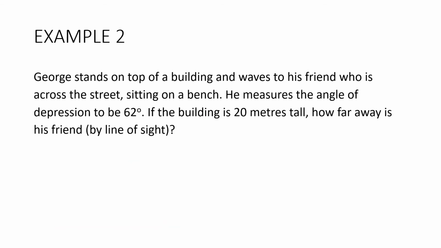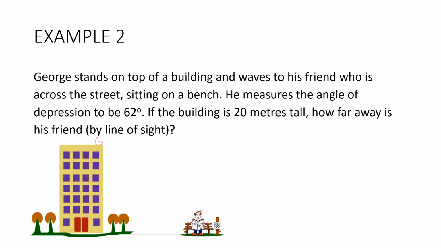Here's example 2. George stands on top of a building and waves to his friend who is across the street sitting on a bench. He measures the angle of depression to be 62 degrees. Now remember, that's not this angle here. It's actually the angle from where he's looking straight out to where he's looking down. So we need to construct this horizontal line.